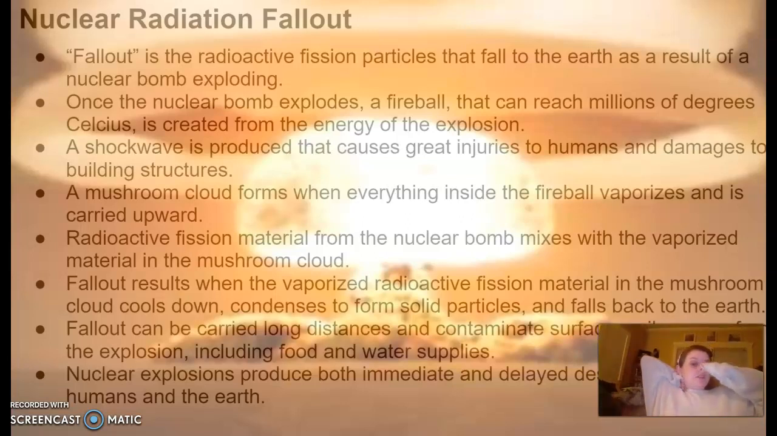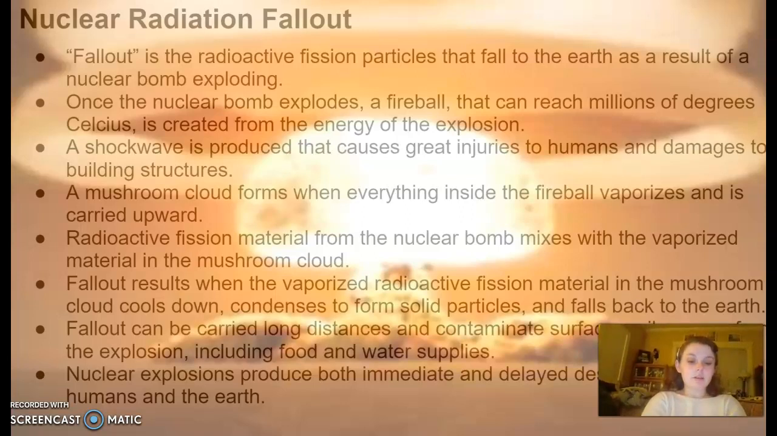Once the nuclear bomb explodes, a fireball that can reach millions of degrees Celsius is created from the energy of the explosion. A shock wave is produced that causes great injuries to humans and damage to building structures. A mushroom cloud forms when everything inside the fireball vaporizes and is carried upward. Radioactive fission material from the nuclear bomb mixes with the vaporized material in the mushroom cloud. Fallout results when the vaporized radioactive fission material in the mushroom cloud cools down, condenses to form solid particles, and falls back to the earth.